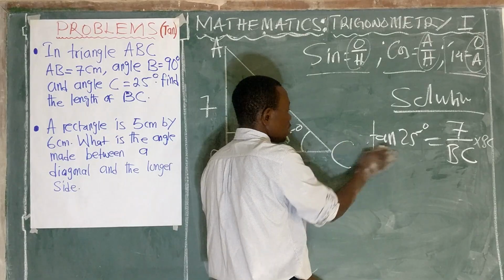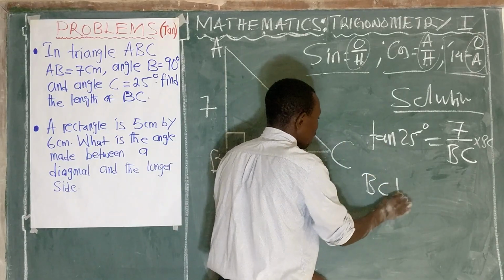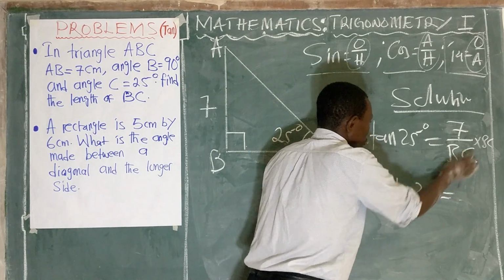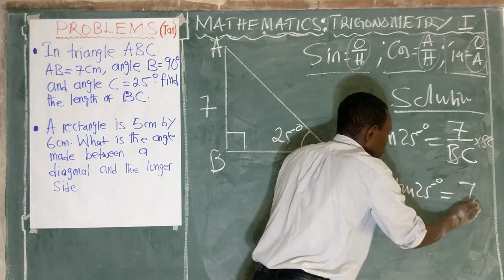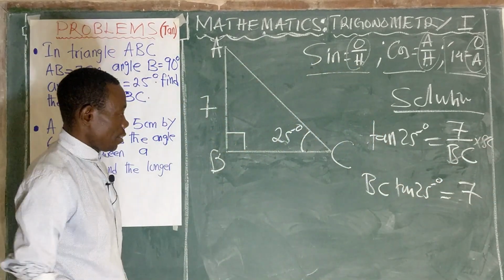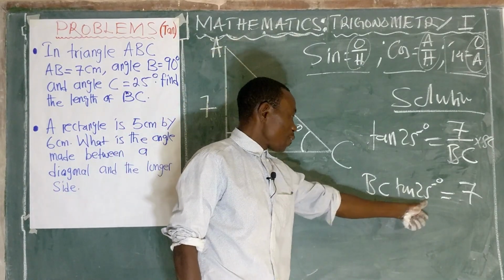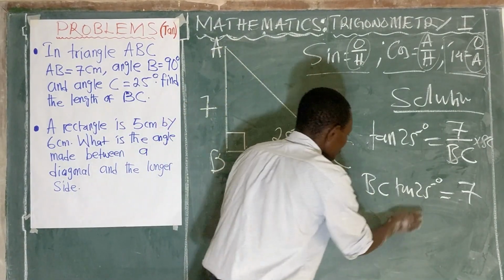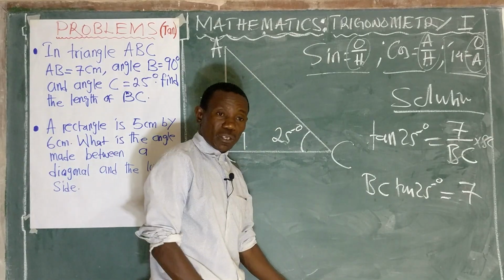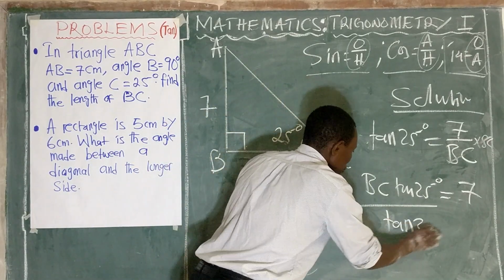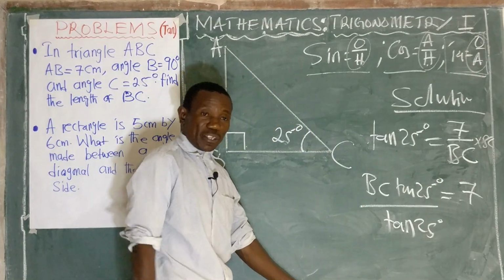So here BC times this one will be BC tan of 25 degrees, which equals this, and this one, they cancel. Here I'm left with 7. My interest is BC. I don't want the tan of 25. So what do I do? I have to get rid of the tan of 25. How can I get rid of that? It's only by division. So you divide again by tan of 25 degrees.